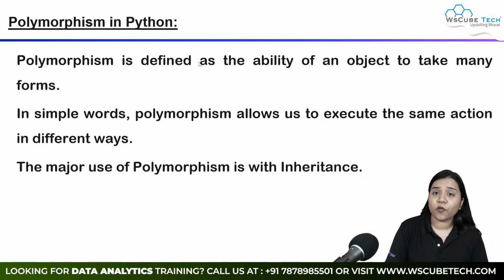The major use of polymorphism is with inheritance. We will be discussing that. So polymorphism has two things over here, that is overriding and overloading. So we'll be discussing that as well. First of all, let's take a small example of polymorphism.